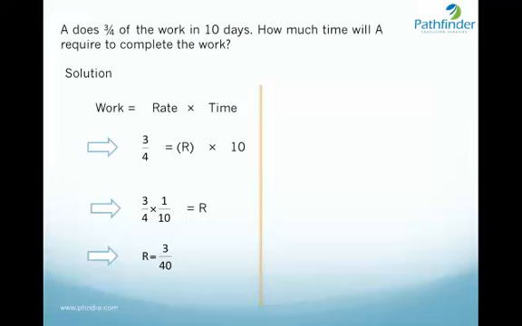Now we have seen earlier that rate and time are inversely proportional. Therefore, if rate is 3 by 40, then time must be the multiplicative inverse of 3 by 40, that is equal to 40 by 3. So time is equal to 1 upon rate, that is equal to 40 by 3 days.